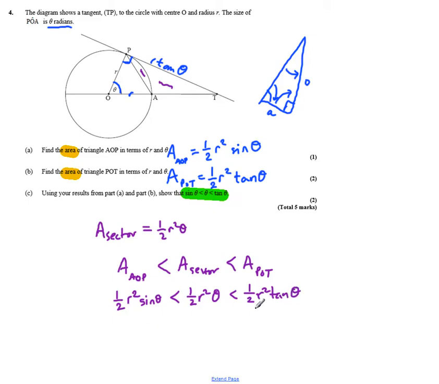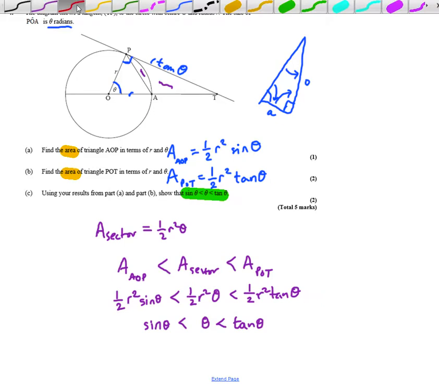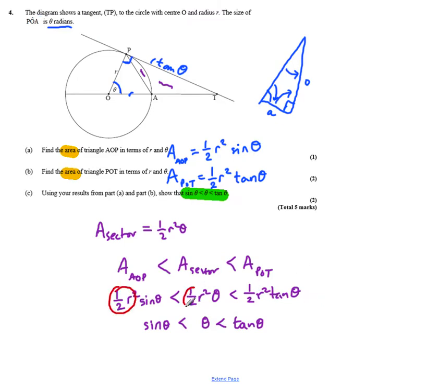And this looks great. There's a half r squared which we can divide by. Therefore, sine theta is less than theta is less than tan theta. We've always got to be a bit careful when dividing in inequalities, because you're only allowed to times or divide by something when it's positive. But if you look at this, the thing you're dividing by is half r squared. So it would be good to say that half r squared is positive, because it's a square. And in short, that's done. 2 marks.